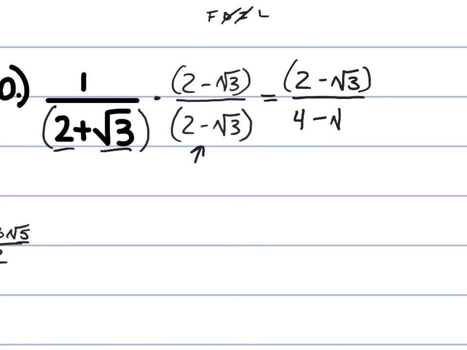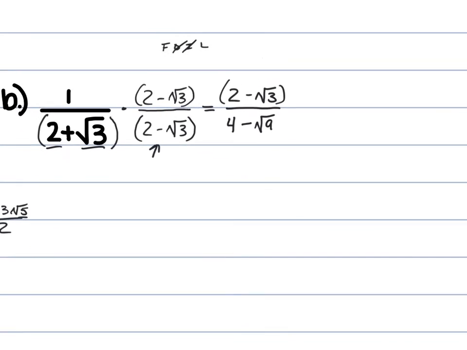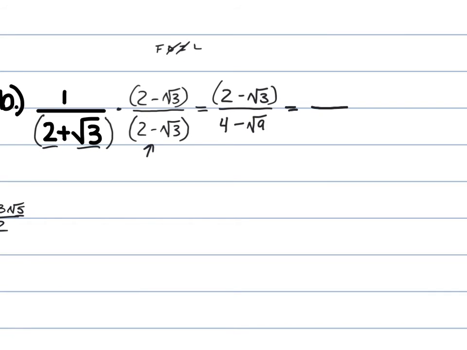Negative radical 9. And the square root of 9 is? So we get 4 minus 3. And on top, we have 2 minus the square root of 3. Well, what is 4 minus 3? 1. So we get 2 minus the square root of 3.